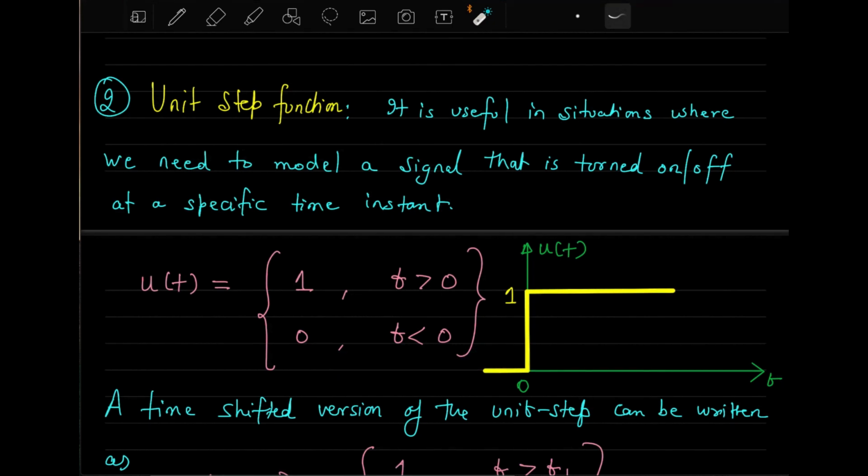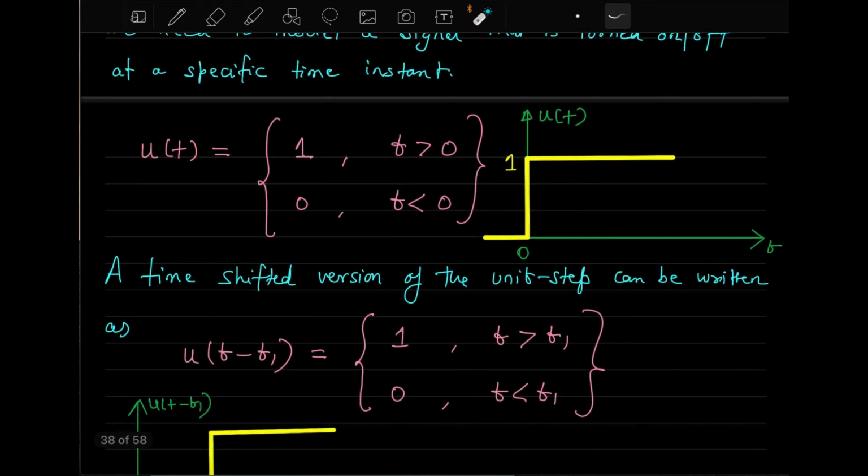In some books, it is also written that at t equal to 0, you will have a value of half. They assume it to be 1 by 2 here in the middle at t equal to 0. So this is the definition of the unit step, and this yellow curve which we have drawn here is u(t). This is a unit step which is 0 before time t equal to 0, and it becomes 1 after time t equal to 0.